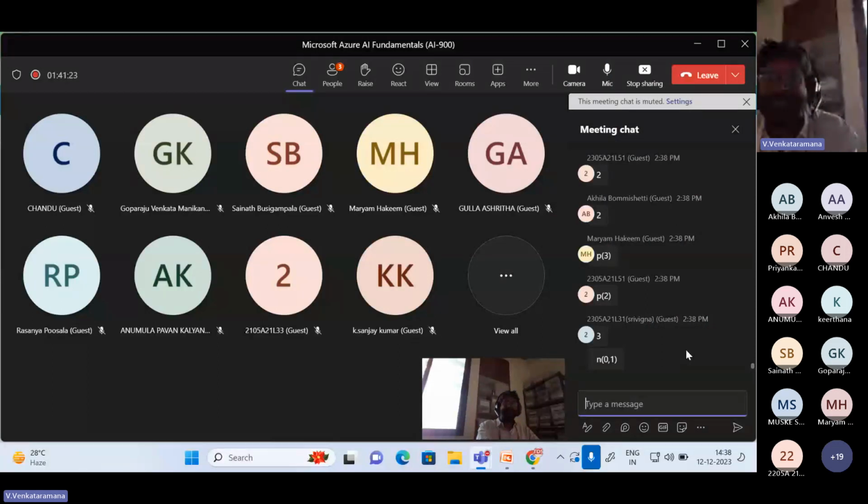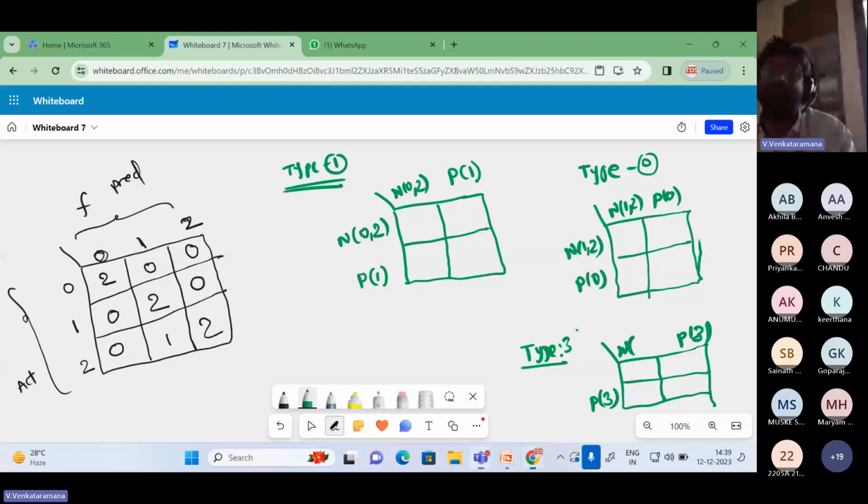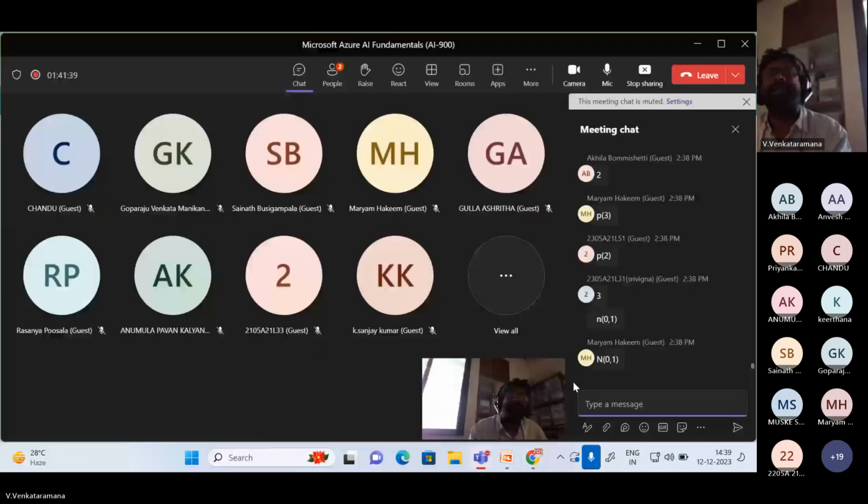If you respond, even if it is wrong, no issue, but I feel that someone is listening, and that will make me happy. So 0, 1, right? Like that, if there are 5 classes, 5 2 cross 2 confusion matrices are required. If there are 10 classes, 10 2 cross 2 confusion matrices are required. But to fill this, you have to prepare this confusion matrix initially. Okay, good.